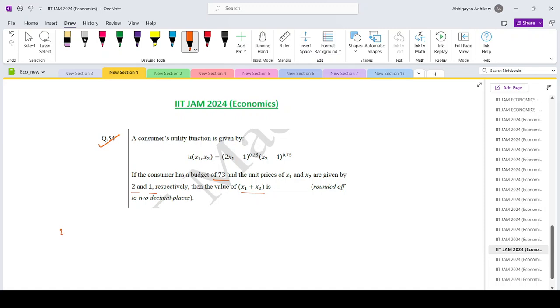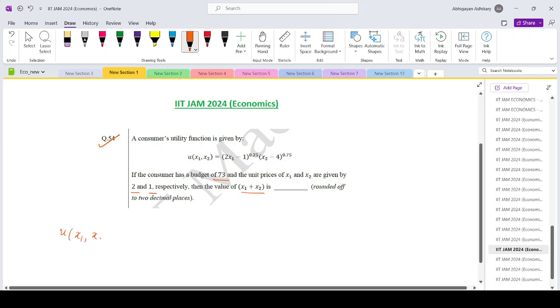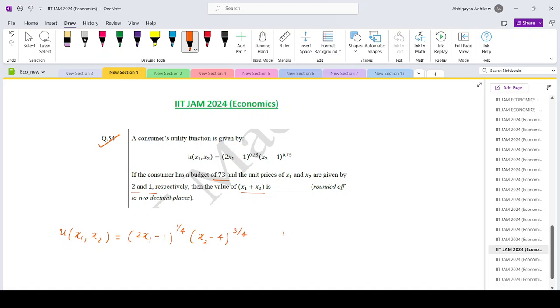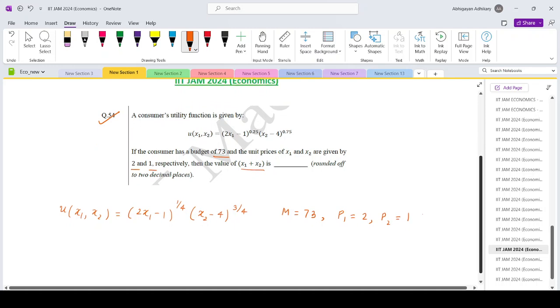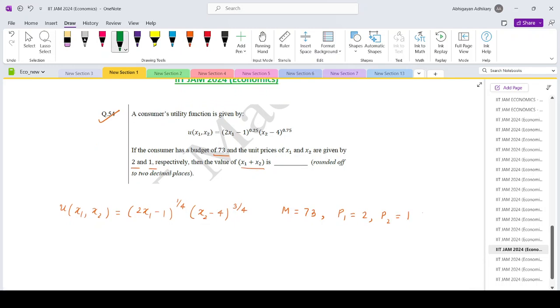Okay, so the utility function u of x1 comma x2 is (2x1 minus 1) to the power 0.25, that is 1 by 4, and (x2 minus 4) to the power 0.75, that is 3 by 4. The money income of the individual is given to be 73. The price of good 1 is 2 and the price of good 2 is 1. So we want to first find out the optimal amount of good 1 and good 2. Then we will add them up to get x1 plus x2.